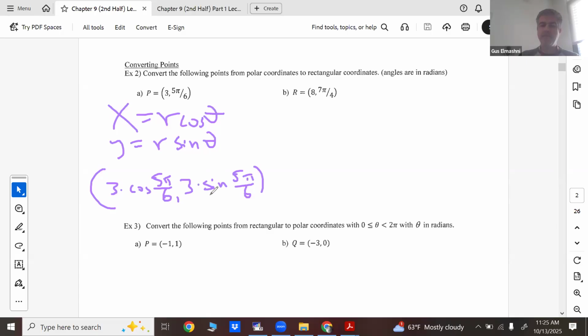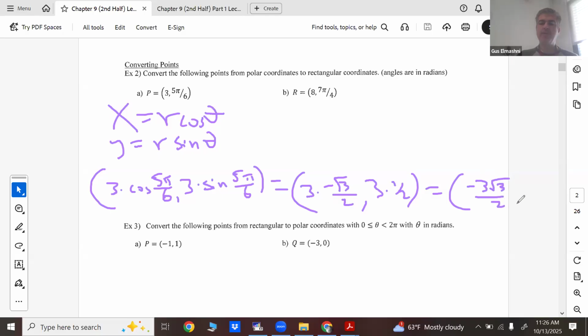What's cosine 5 pi over 6? Unit circle, guys. Good. Negative √3/2. And next one, 1/2. So you could say that's negative 3√3 over 2, comma, 3/2. Okay, go and try part B on your own.